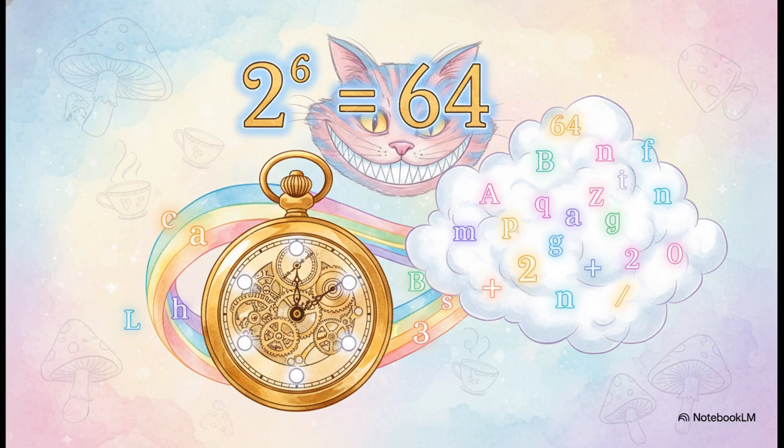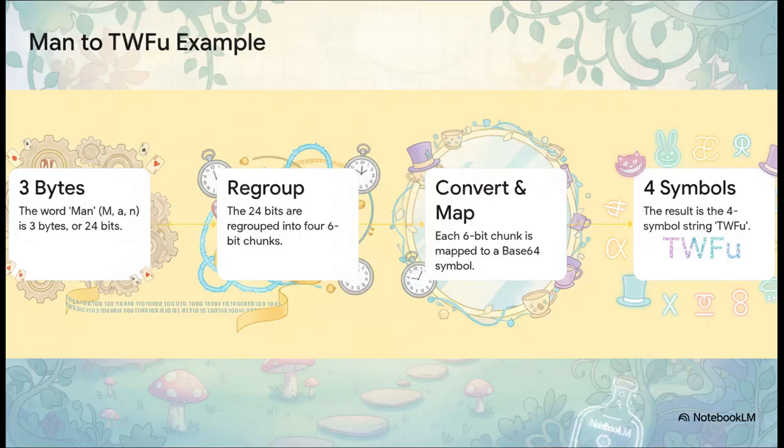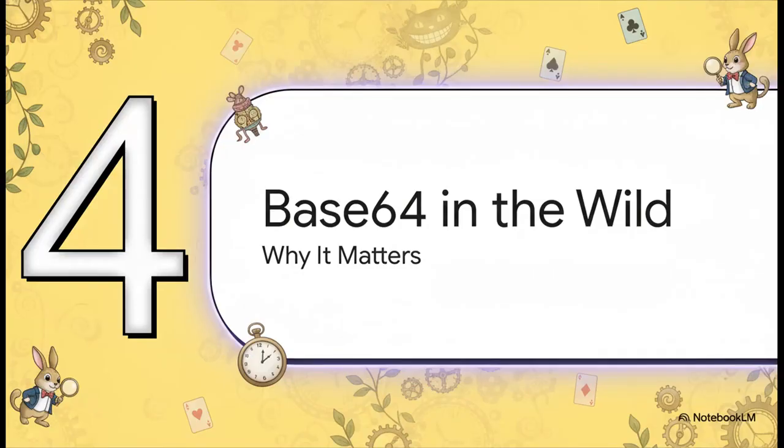It's a perfect match. Let's walk through the classic example everyone uses, encoding the word man. So a computer sees the 3 letters M, A, and N as 3 separate 8-bit bytes. That gives us a total of 24 bits. Now here's Base64's clever trick. It takes that same 24-bit stream and just regroups it into 4 6-bit chunks. Then each of those 6-bit chunks maps perfectly to one of our 64 symbols. And just like that, man becomes TWFU. 3 bytes go in, 4 characters come out. Pretty neat, huh?